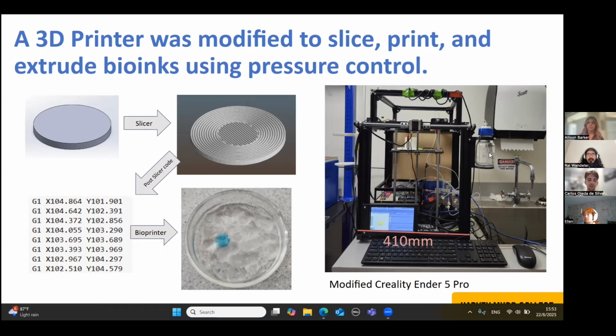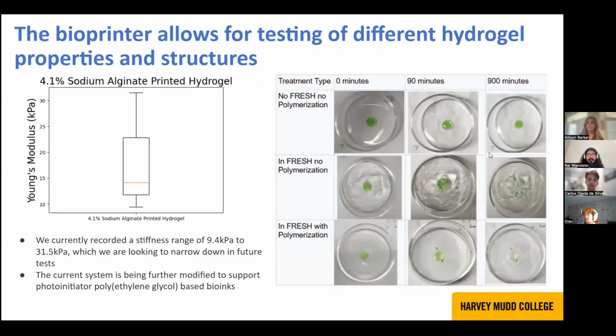Currently, we have only done some amount of testing with sodium alginate, which we can see here in the graph on the left. We have some 4.1% sodium alginate shear and stiffness ranges we have calculated and measured. In this case, we can see that the range is pretty wide, which is not ideal, and we're currently working on making this smaller for future work.